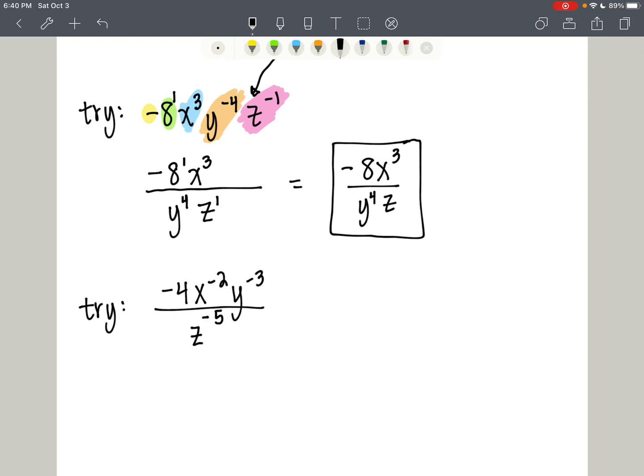Make sure you press pause. If you're joining me back again, welcome back. If you haven't left yet, make sure you press pause and try this one on your own.